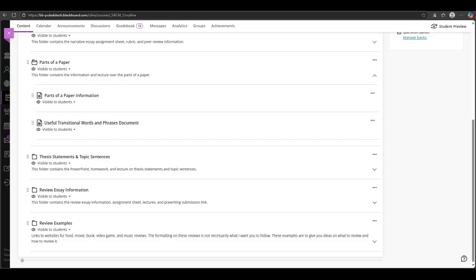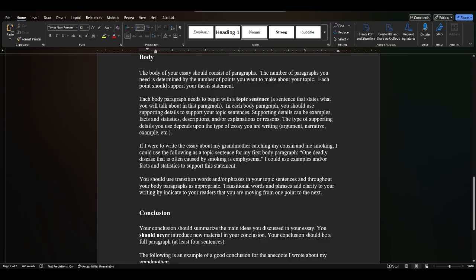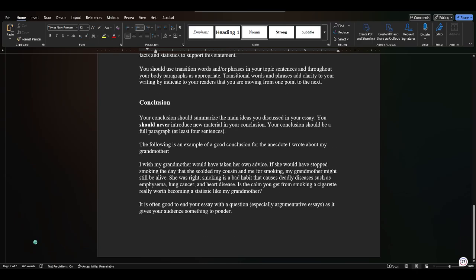So we have our introduction, we have our 3 body paragraphs, and then we have our conclusion. Our conclusion is the last bit of our essay that our reader gets. These are the last things that your reader is going to remember. So your conclusion should summarize your main ideas and restate your thesis statement. You should never introduce any new material in your conclusion.